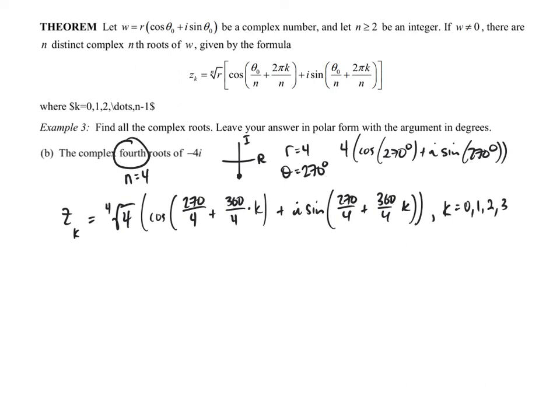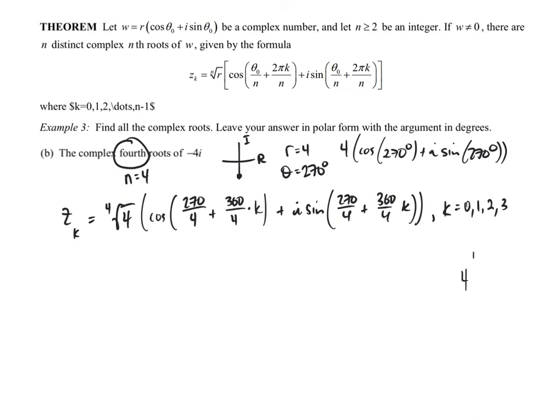And I need to put that at the end so I can tell the person looking at this how many of these complex roots there are going to be. Since there are going to be 4 of them, the k values are going to be 0, 1, 2, and 3. Now, I'm going to simplify all of this, and I'm going to start with the fourth root of 4, and I'm going to do this kind of off to the side.